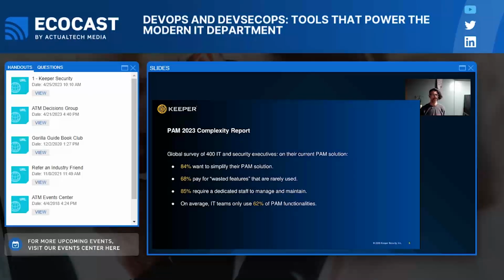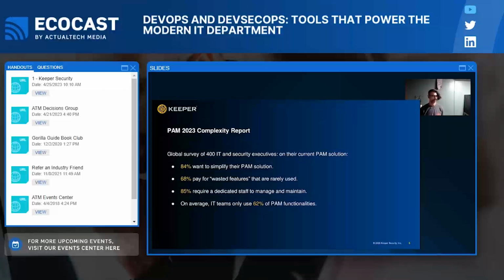68% of them pay for wasted features. Now, I know this all too well. In my last organization, I would get a product to cover certain feature sets, and it had all these other feature sets that I didn't need. Then I would have to buy another product to cover some other feature sets because the first product didn't cover them. And all of a sudden, it became disparate. I'm paying for separate platforms here and there to cover my PAM strategy.